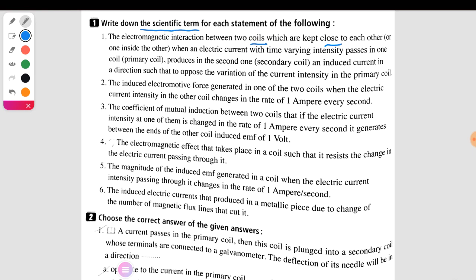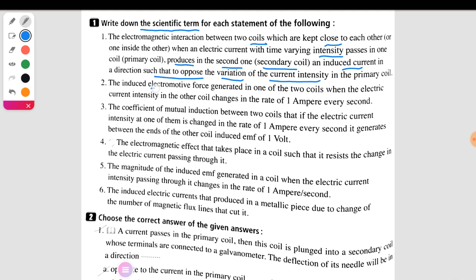When an electric current with time-varying intensity passes in the coil, this coil is called the primary coil. It produces an induced current in the secondary coil, which is connected with the galvanometer, in a direction that opposes the variation of the current intensity in the primary coil. Electromagnetic induction between the two coils, when the coils are kept close to each other and current intensity changes in the primary coil, is called mutual induction between two coils. This is the answer: mutual induction between two coils.